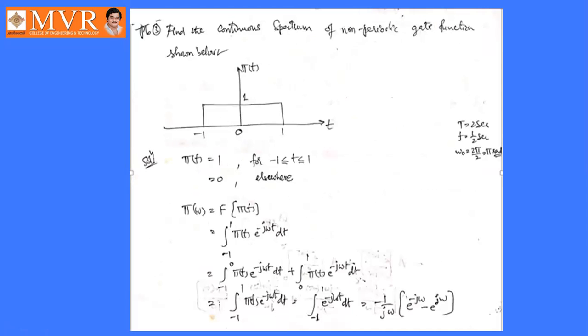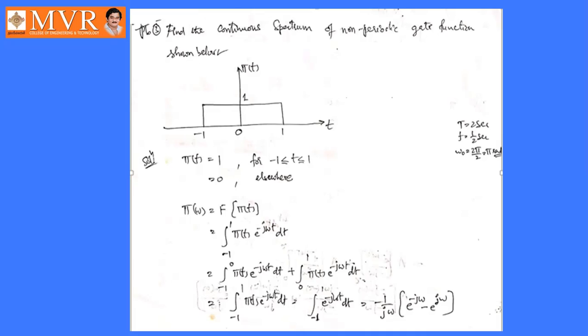Next problem. Find the continuous spectrum of the non-periodic gate function shown. So this is the non-periodic gate function with limits minus 1 to 1. So here phi of t value is 1 from minus 1 to 1 and it's 0 elsewhere. Okay. So it is the integral minus 1 to 1 phi of t into e power minus j omega t dt.